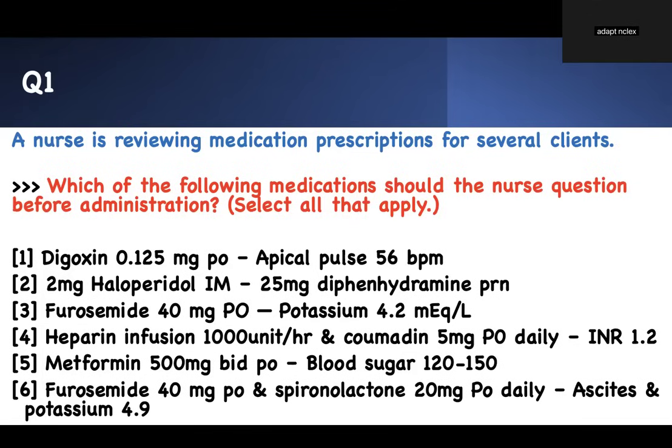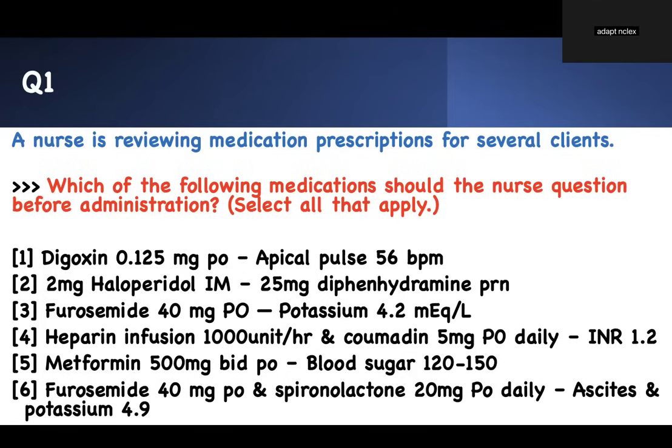How do you answer this question? Look at the medication and look at the parameters given. Digoxin, 0.125. What is the pulse? Apical pulse 56. Should you give it to the patient? 2 milligrams of haloperidol IM, 25 milligrams diphenhydramine PRN. Why do I combine the two together? There's a concept there. Furosemide, 40 milligrams PO. Patient potassium is what? 4.2. Is that okay to give to the patient?